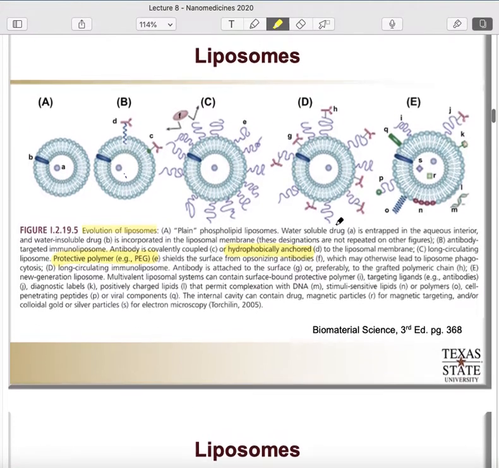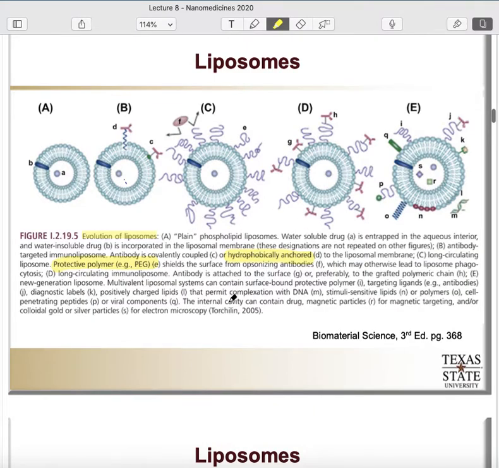Oh, and I wanted to mention one thing, and that's that this plot came from a review paper by Dr. Vladimir Torchilin. He is, I think, one of the main authors in the area of liposomes, and he's at Northwestern University, and it's just a good name of somebody in the field that you should know.